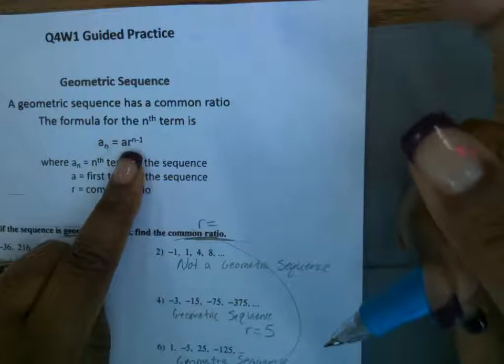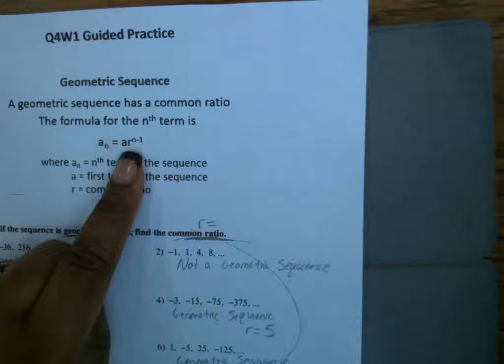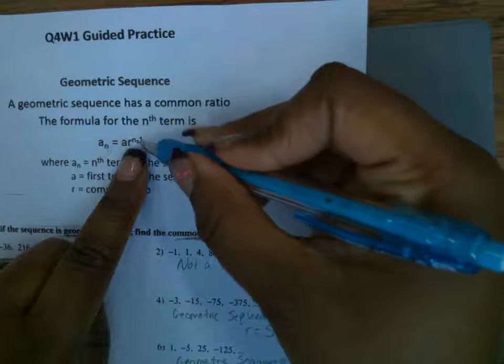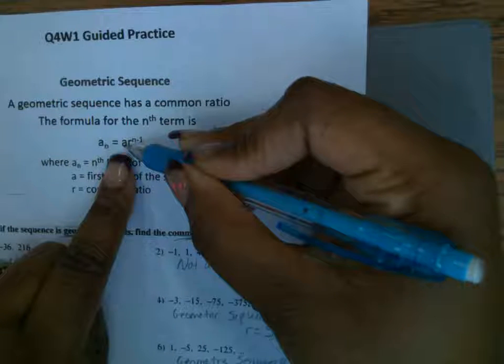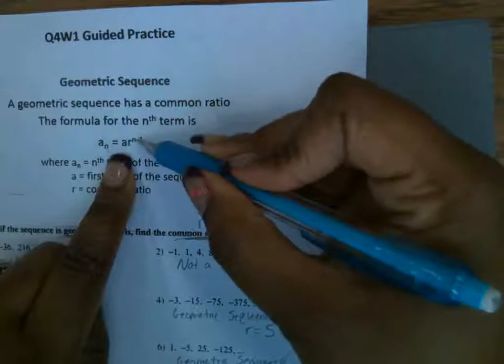Your R is your common ratio. That's the number that's being multiplied to get to the next number in the list. And the reason why they put n minus 1 and not just n is because this A right here is not starting with your 0 number. It's starting with the first number, okay? So that's why they got n minus 1.